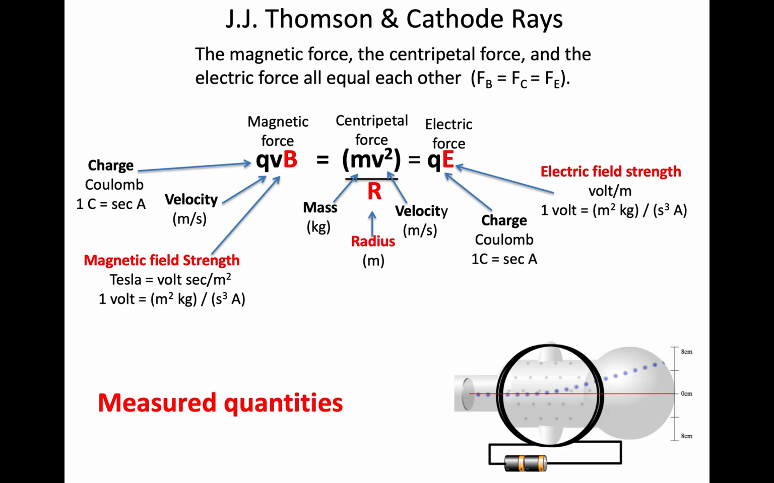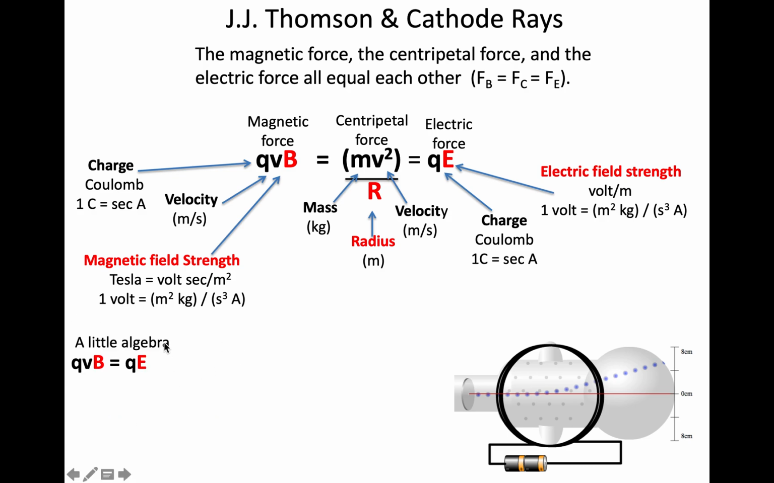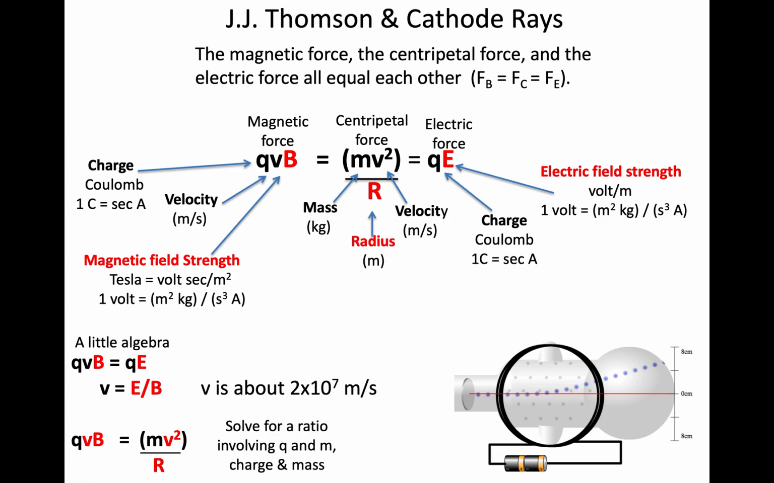Measured quantities within the experiment. He's turning the dial and can adjust the magnetic field strength, the electric field strength, and can measure the pathway, the radius. So I show in red the measured quantities. Now if we manipulate those, a little algebra, if we put these two forces being equal to each other, we'd see that the charge Q cancels, and a ratio involving the electric field strength and the magnetic field strength will tell us the velocity of the beam. Now since we have the velocity, let's take these two expressions. The only unknowns remaining are the charge and the mass. We can't determine those independently, but we can solve for a ratio involving the charge and the mass.